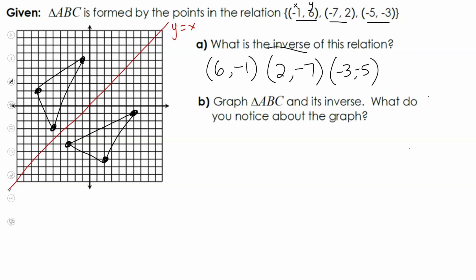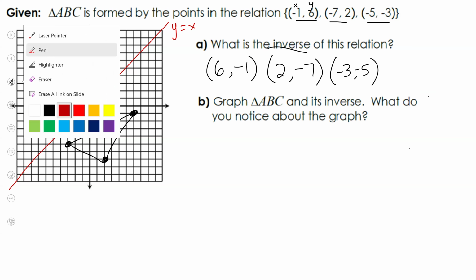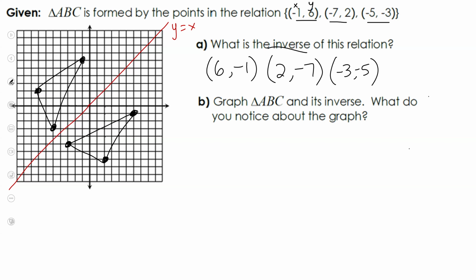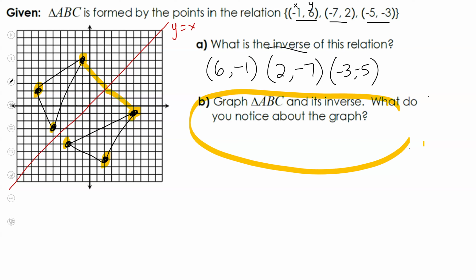This diagonal line is the mirror that it's reflecting across. So guys, just let me highlight it for you so you can see. This point mirrors this point. It's the same distance from that line. This point mirrors this point, and this point mirrors that point. Okay, so inverses are mirror images of each other. Okay, so write that down over here. They reflect across the line y equals x.